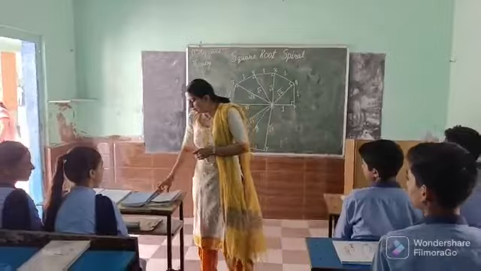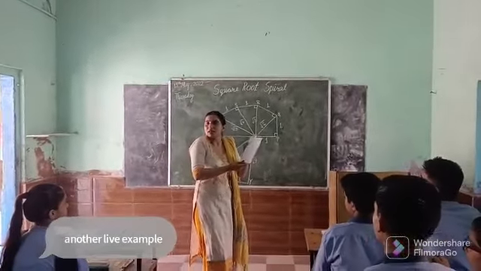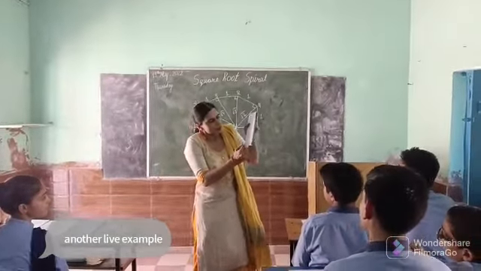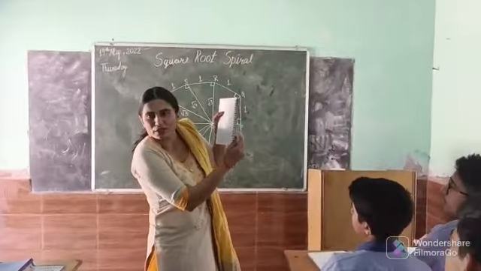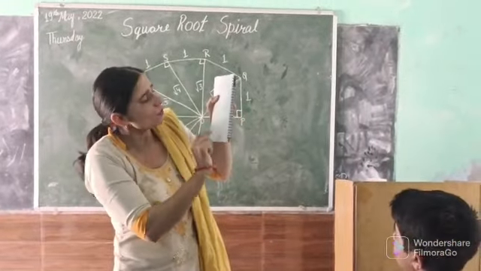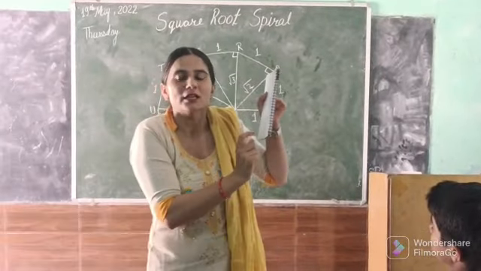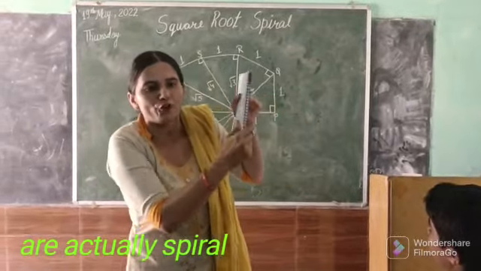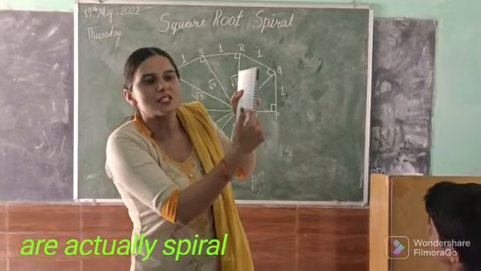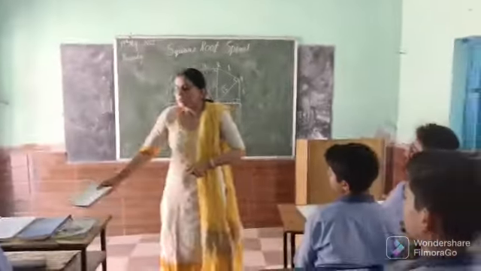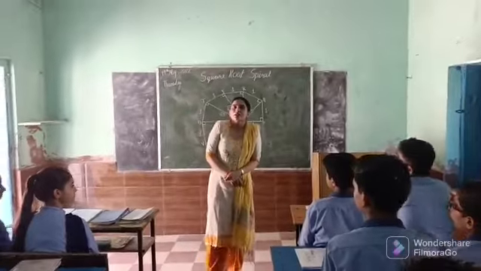Let's say I give you another example of a spiral, beta. Are you able to see these ones, beta? Yes, ma'am. These also look like a circular shape, beta. But in actual, this is in spiral form, beta. These are in spiral form.